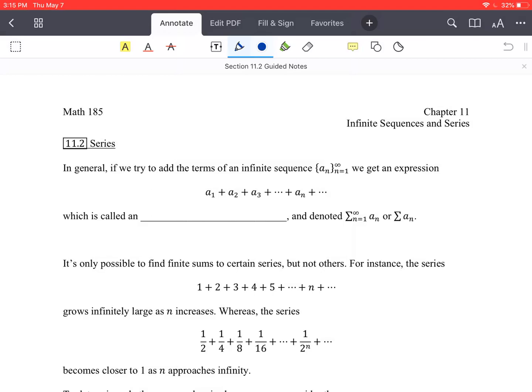Hi everyone, we are in section 11.2 now, talking about series. So last time we were talking about infinite sequences. Those are just lists of numbers, lists of terms.